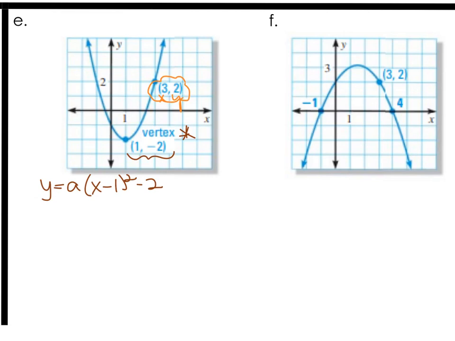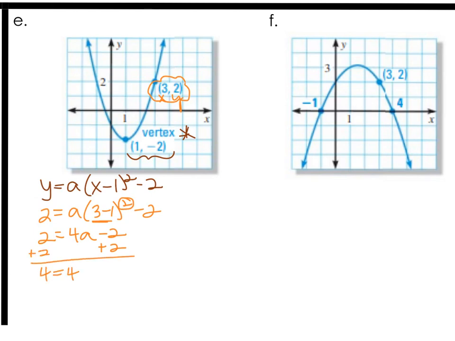If we substitute in 2 for y on the left-hand side, and then 3 for x on the right-hand side, now it's just order of operations. So let's clean this up to get a by itself. 3 minus 1 is 2, and 2 squared is 4. So this becomes 4a minus 2. To move that negative 2 over, we're going to add it to the left-hand side, and that gives us positive 4 is equal to positive 4a. To isolate your a coefficient, divide both sides by 4, a will simply equal 1.